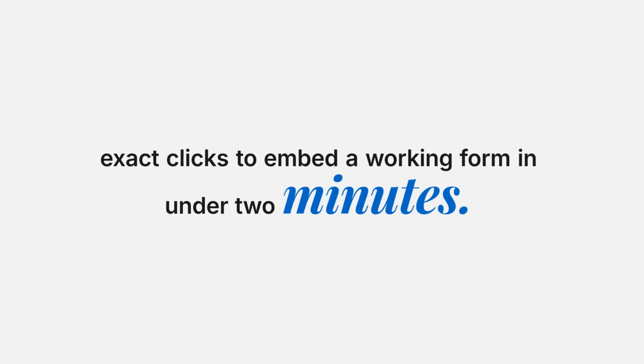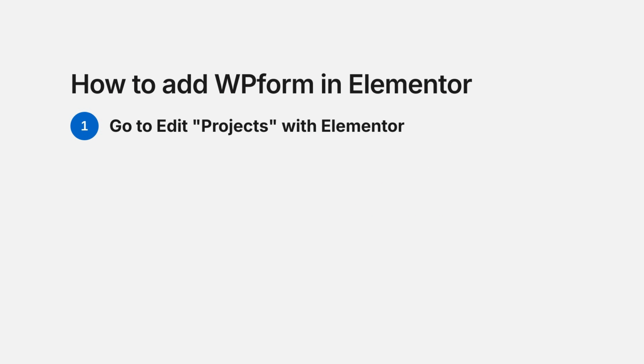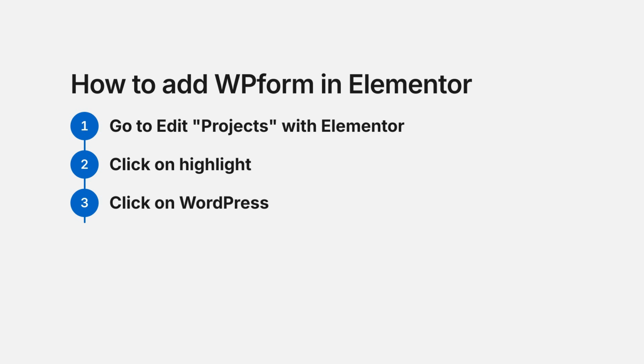Do you want to add a WPForms form to your Elementor page without touching a single line of code? Learn the exact clicks to embed a working form in under 2 minutes. We'll open the projects page in Elementor, locate the WPForms widget, set its title and form, then update the page to see it live.